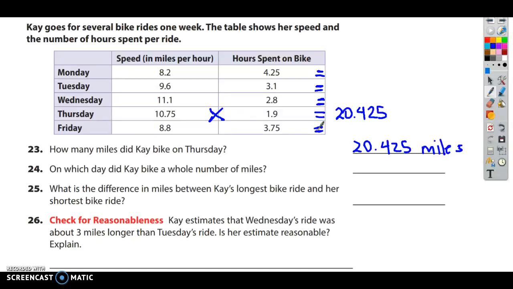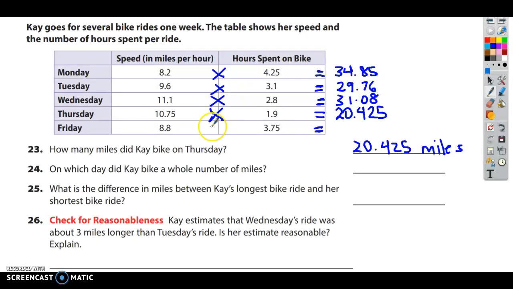Okay, I'm on Monday now. If you multiplied 8 and 2/10 by 4 and 25 hundredths, you'd get 34 and 85 hundredths. That is not a whole number, so that is not the answer to number 24. If on Tuesday you multiply 9 and 6/10 by 3 and 1/10, you get 29 and 76 hundredths. That is not a whole number. On Wednesday, if you multiplied 11 and 1/10 by 2 and 8/10, you get 31 and 8 hundredths. That is not a whole number.